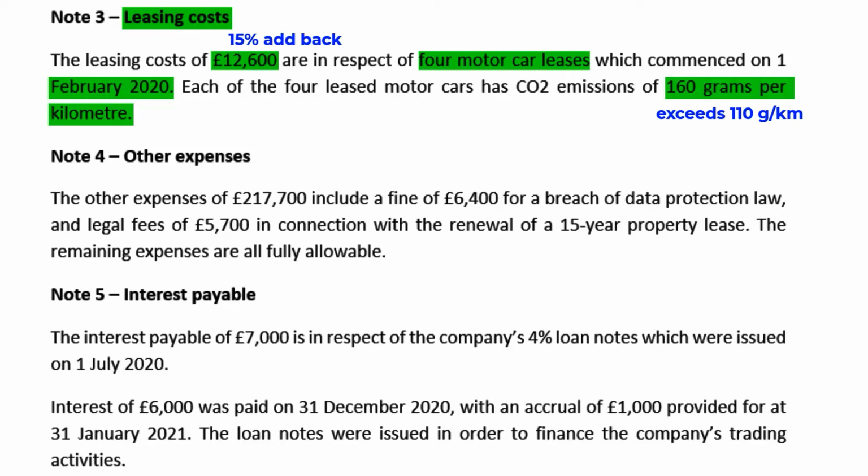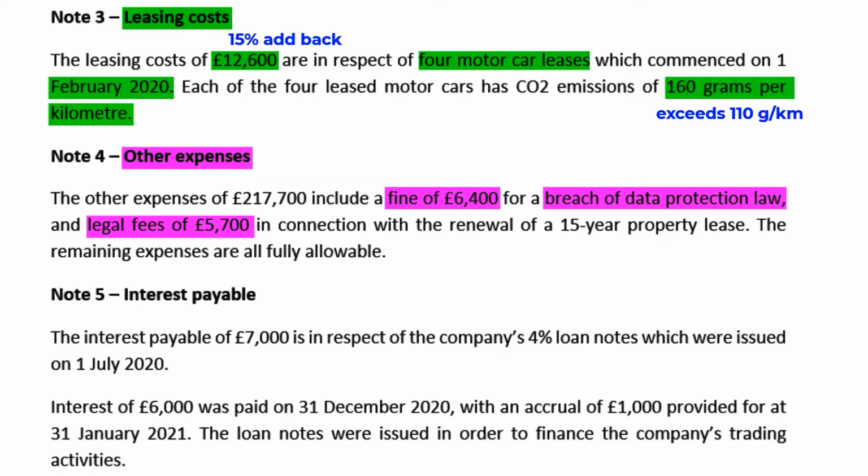Note 4 looks at other expenses. The other expenses of 217,700 include a fine of 6,400 for a breach of data protection law, and legal fees of 5,700 in connection with the renewal of a 15-year property lease. The remaining expenses are all fully allowable. So there are 2 items we need to look at. The 6,400 for a breach of data protection law is definitely an add back. You don't get any tax relief for getting a fine.